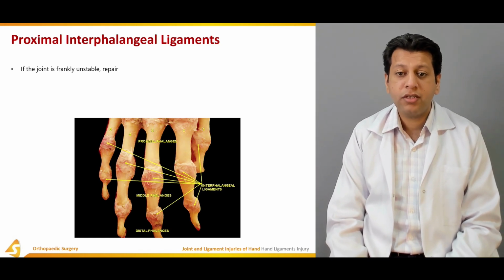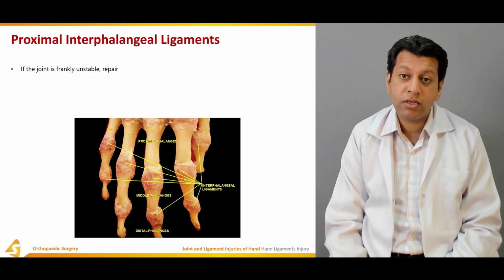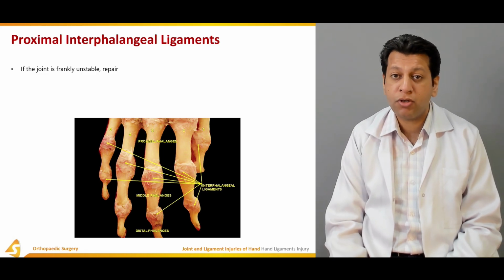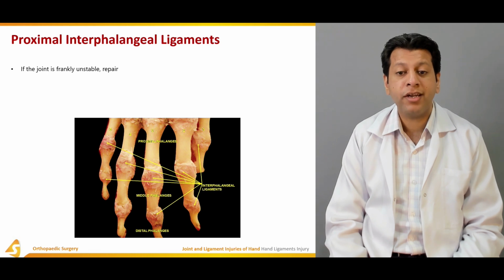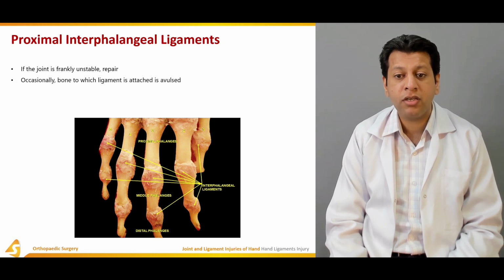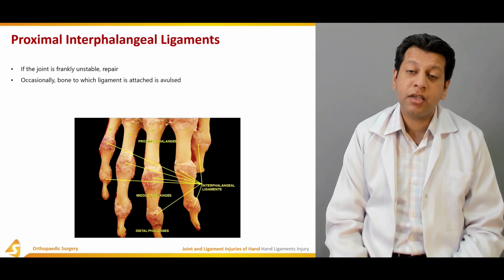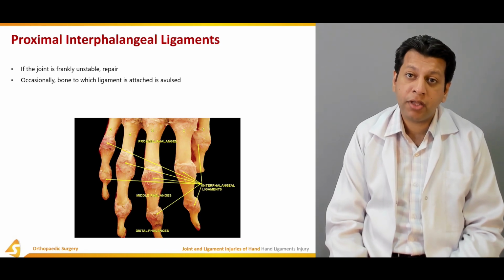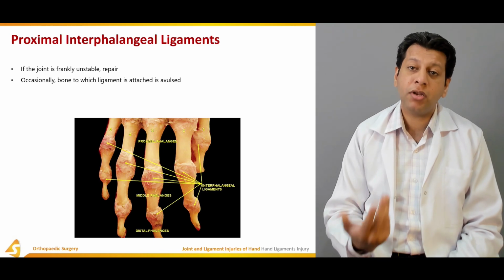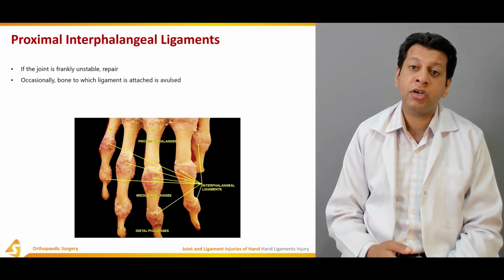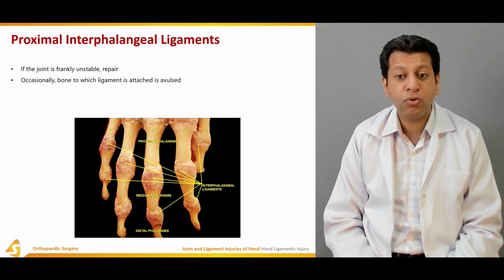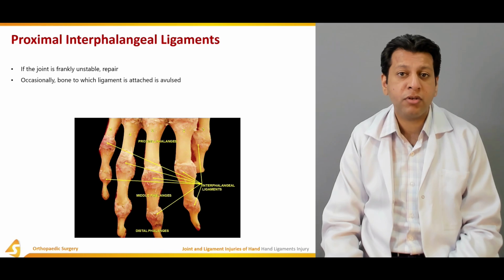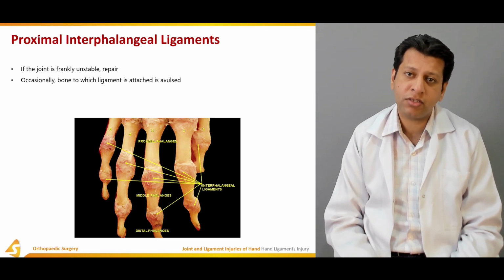Now, if the joint is frankly unstable and the x-ray is absolutely normal, we may have to get an MRI to see how much the injury actually is. And if it's frankly unstable, occasionally we have to repair it. But then another point comes in, whether we can repair it or not. Sometimes we can simply repair the ligament. Sometimes we may have to go for ligament reconstruction, because repair is actually not possible. Occasionally, the bone to which the ligament is attached is avulsed, but when that happens, we know it's a fracture dislocation.